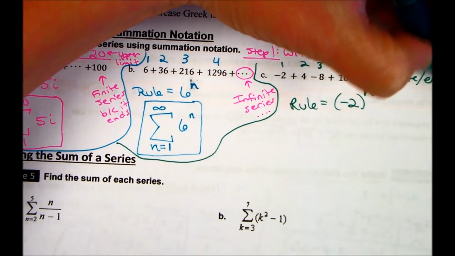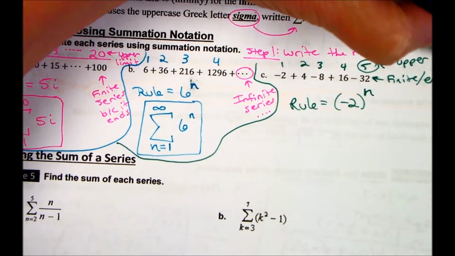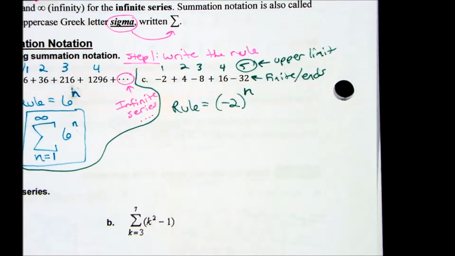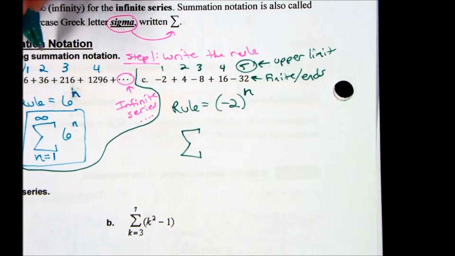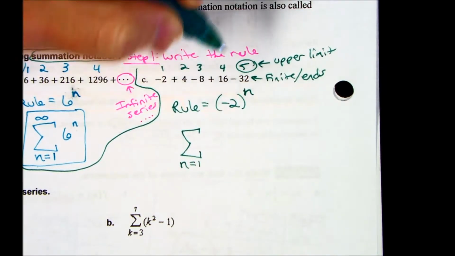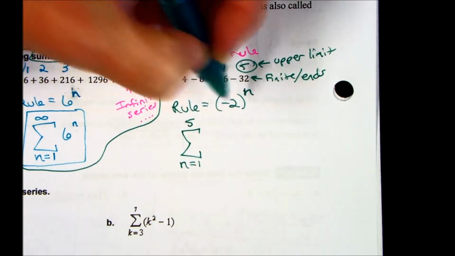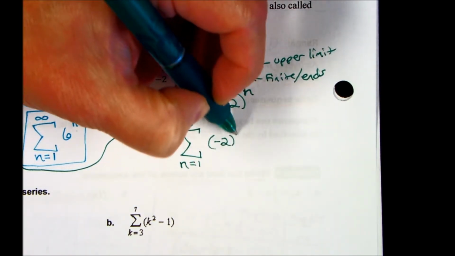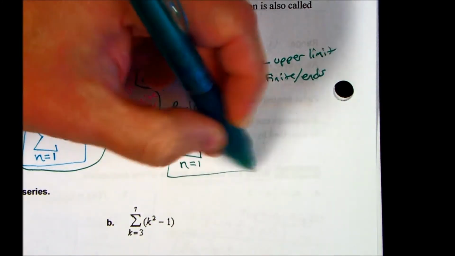or it ends. You are going to have a number for your upper limit. It's not just going to be infinity. So 5 is our upper limit. So here we go. Let's write our rule or our summation notation. That's what it's called, summation notation. I'm using n again, so n equals 1, but my upper limit, the last number that I'm going to plug in for n, is 5, and my rule is -2 to the nth power. So again, watch that your variables match in your summation notation.